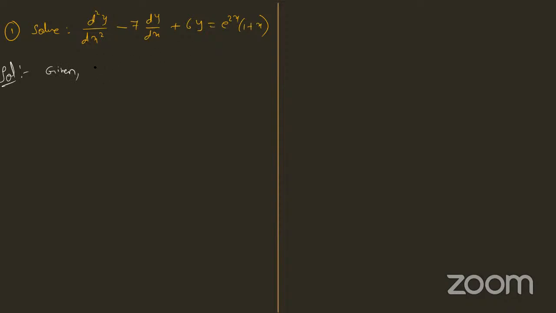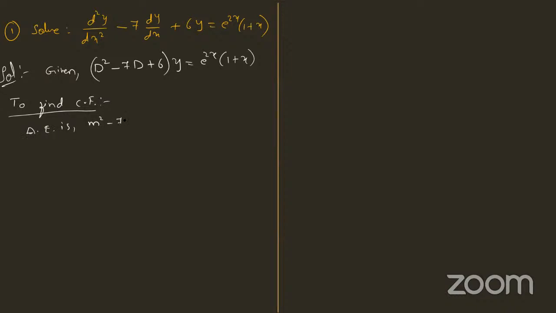When it is d square by dx square, we can write it as D square minus 7D plus 6, and when you operate all this on y, on the right hand side we have e power 2x into 1 plus x. Right? Now see, as usual, we first need to find the complementary function. To find the complementary function, you need to take the auxiliary equation. So the auxiliary equation is m square minus 7m plus 6 is equal to 0.